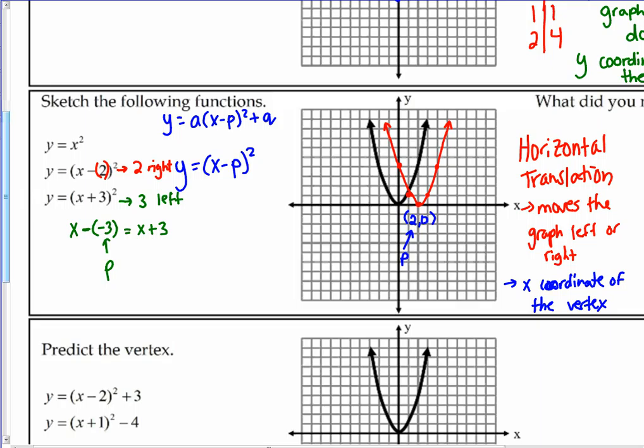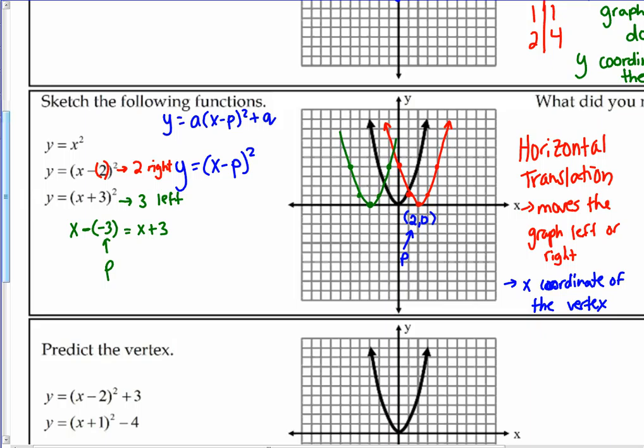And so we'd expect to see our vertex where? Negative 3 and 0. And then it's going to follow the same shape. So 1 to the right, 1 up. 2 to the right, now 4 up, because we square it. It has that x squared shape. Fun times.